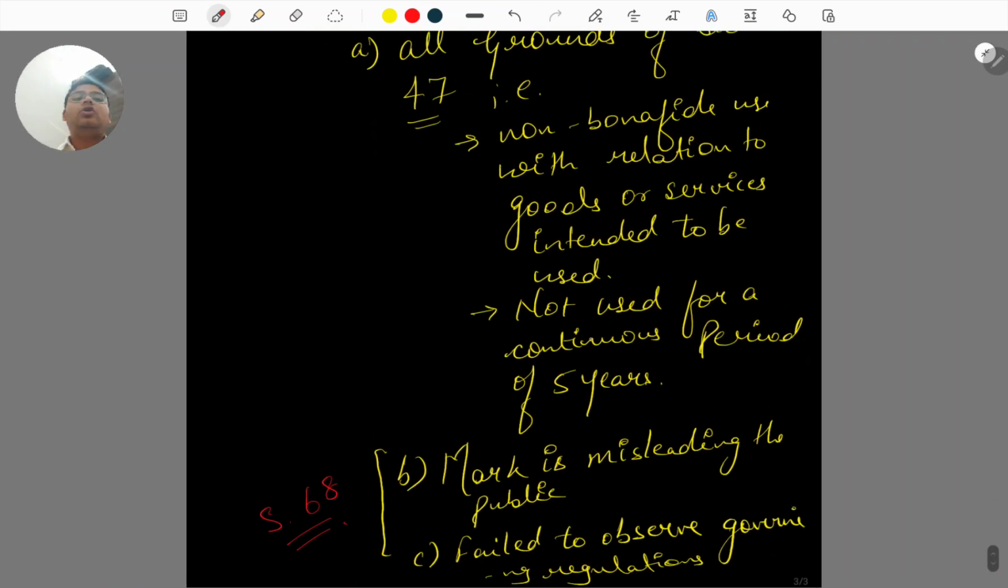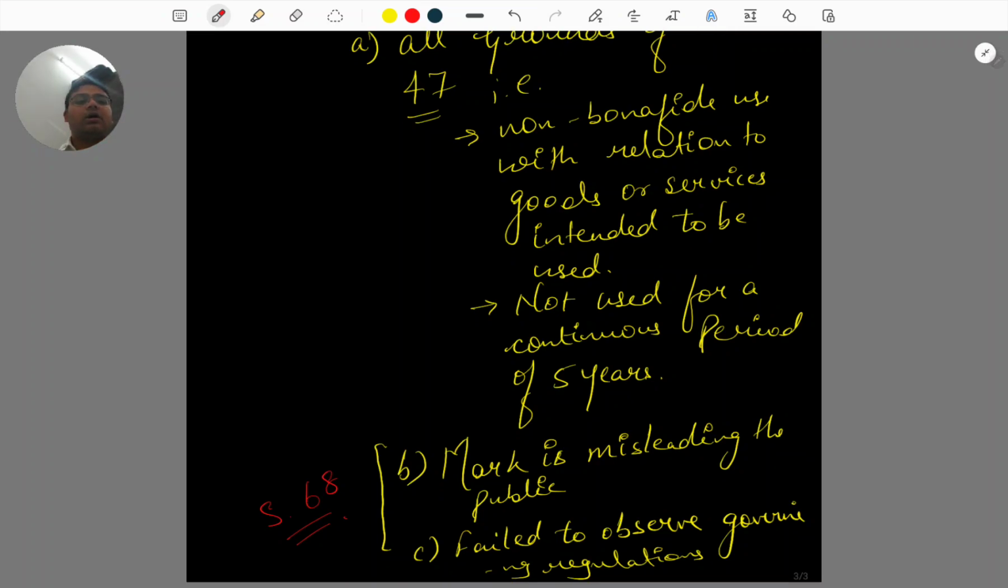Second, not used for a continuous period of 5 years. For example, you have got a mark registered, but you have not used it from the date of application. You have not used that mark for a continuous period of 5 years. That has to be a continuous period. If in between you have used that mark and then left, that breaks the period of 5 years. But if you have not used it for a continuous period of 5 years, then that again becomes a ground for revocation of the mark.